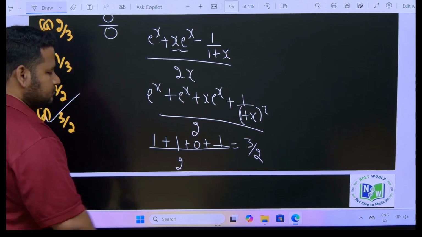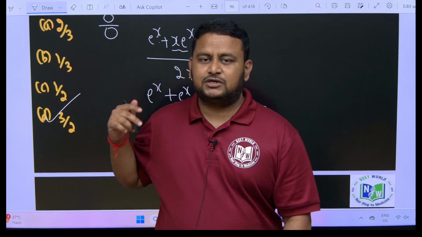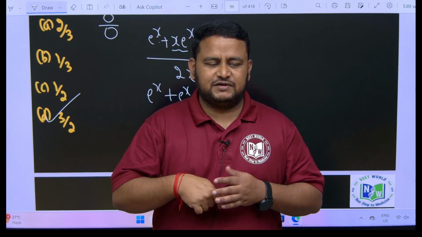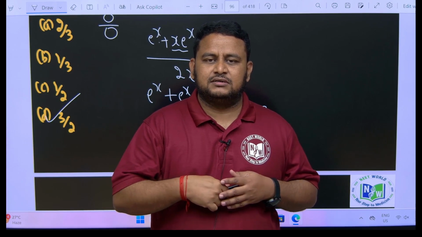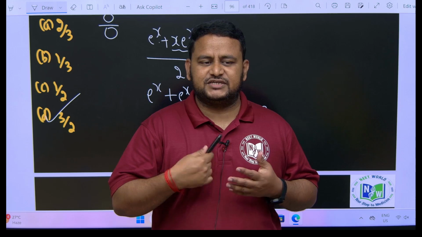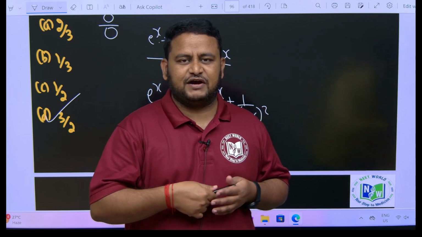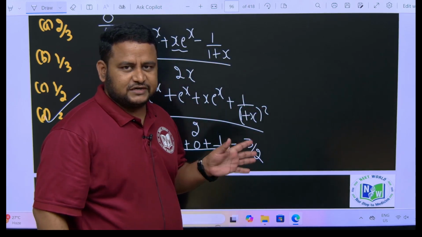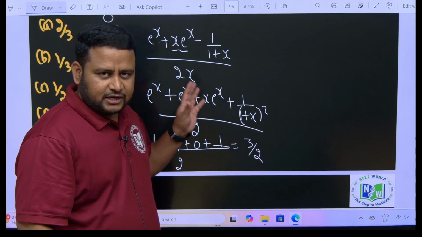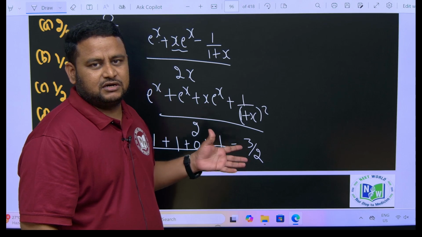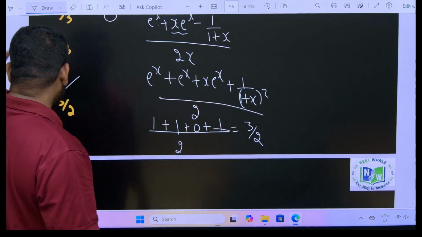That's it. Okay, so we differentiated 2 times because after differentiating the first time, we again got the 0 by 0 form. So I differentiated again so that I get a finite answer. That is what I told you: keep applying L'Hospital's rule till you get a finite answer. Got it, friends? Next question.